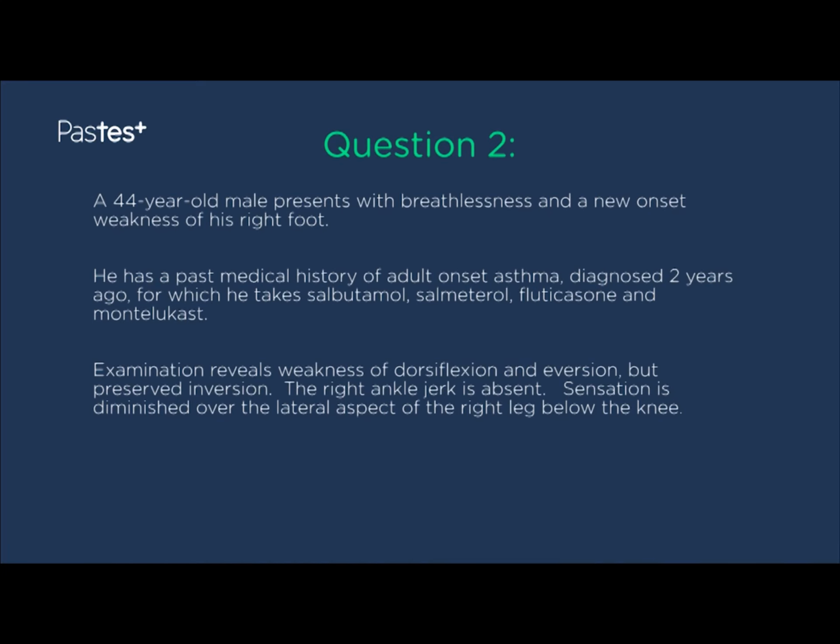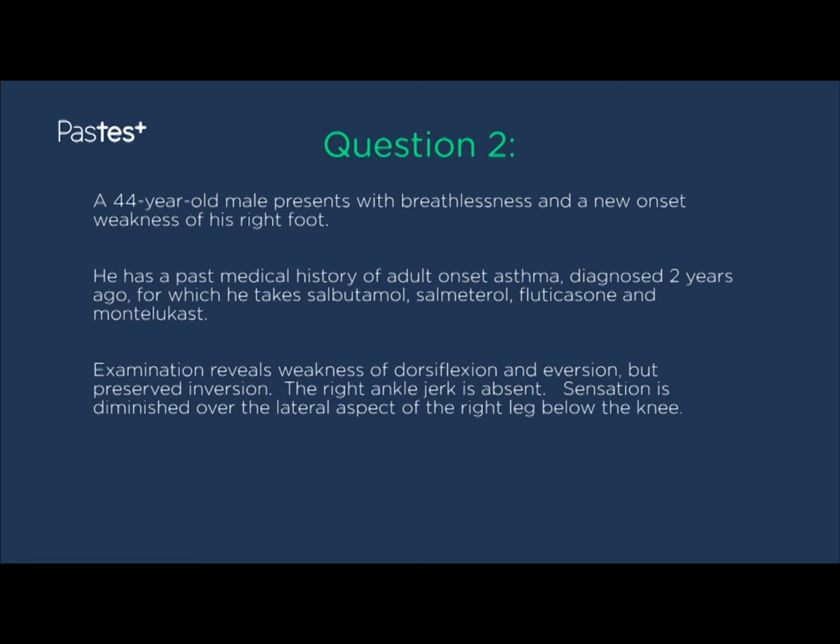Question 2. A 44-year-old male presents with breathlessness and a new onset of weakness of his right foot. He has a past medical history of adult-onset asthma, diagnosed 2 years ago, for which he takes salbutamol, salmeterol, fluticasone and montelukast. Sounds like asthma that's hard to control. On examination, he has weakness of dorsiflexion and eversion, but preserved inversion. So that sounds like he has an L5, maybe a common peroneal lesion. Preservation of inversion, so S1 isn't affected.